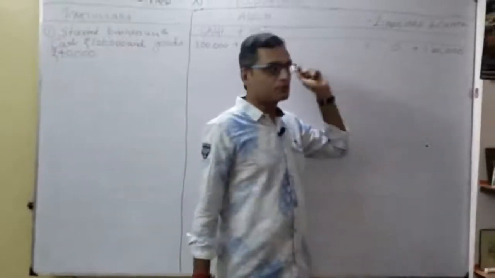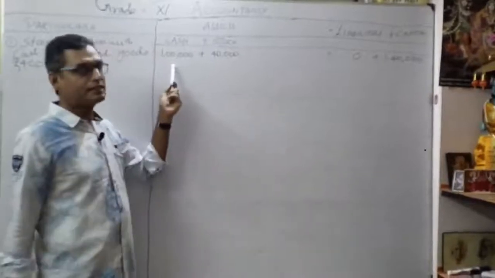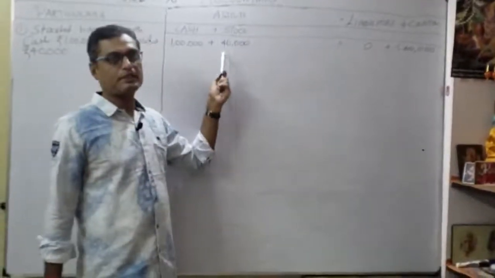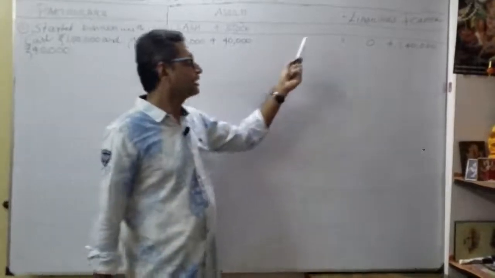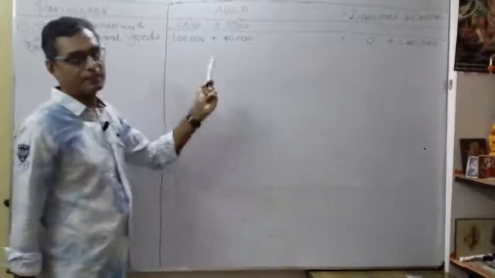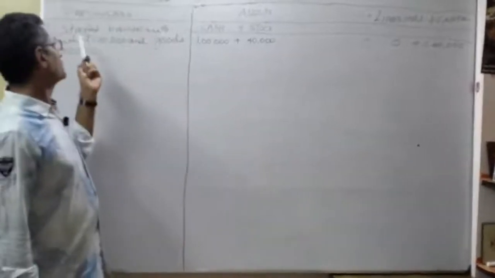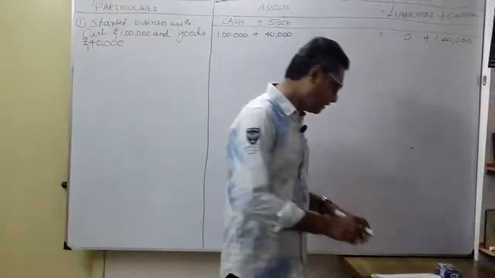Here also the total is written as capital. So capital in the form of what? Cash and stocks. That is the idea here. So cash plus stocks 1,40,000, thereafter capital 1,40,000. So the first equation is over. Correct? The business is brought in with cash and goods. So move on to the second one.